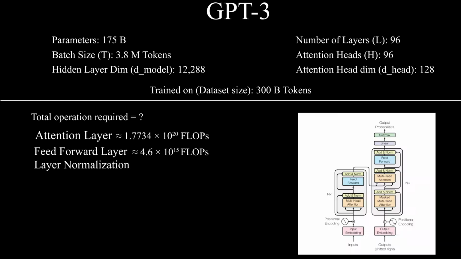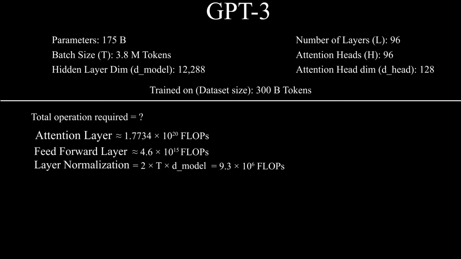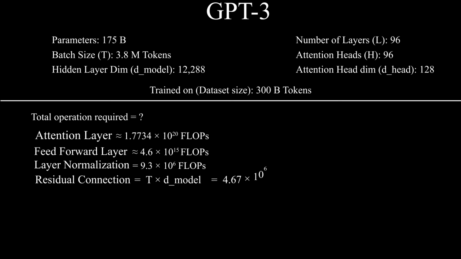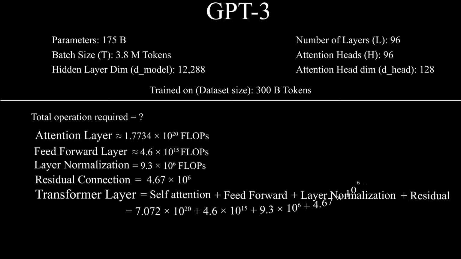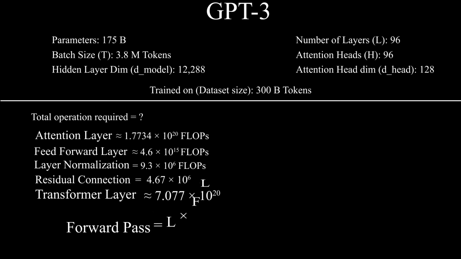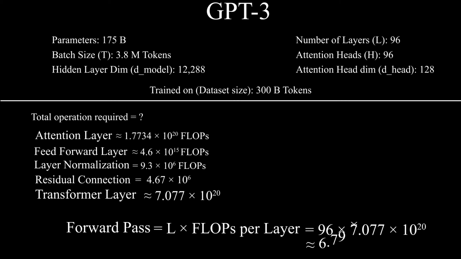Now, for layer normalization, which is applied before the self-attention and feed-forward network, this is the total number of operations for layer normalization per layer. Similarly, we can calculate element-wise addition of tensors to get the operations required for the residual connection. Then we can calculate the operations required per transformer layer, which is the sum of self-attention plus feed-forward plus layer normalization and the residual connection. Once it's done, we can calculate the operations required for the forward pass, which is the product of the number of layers and the operations required per layer.